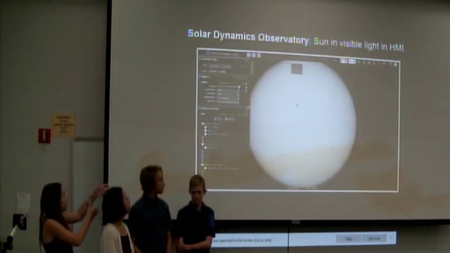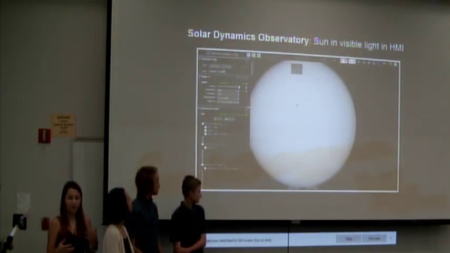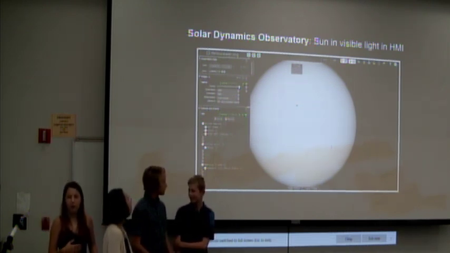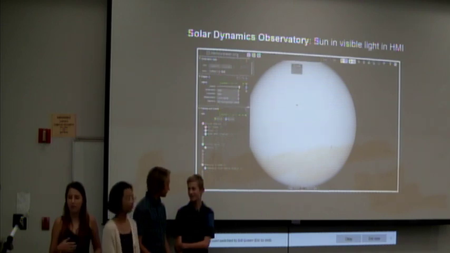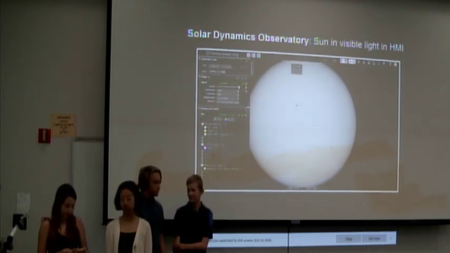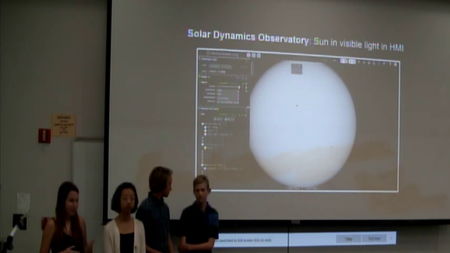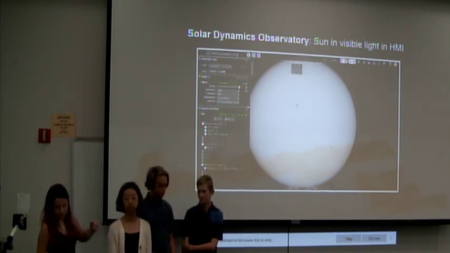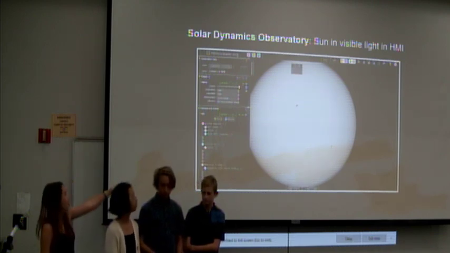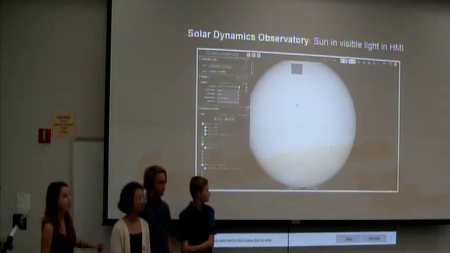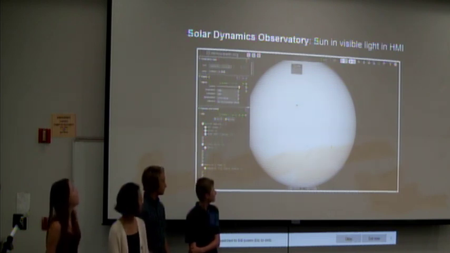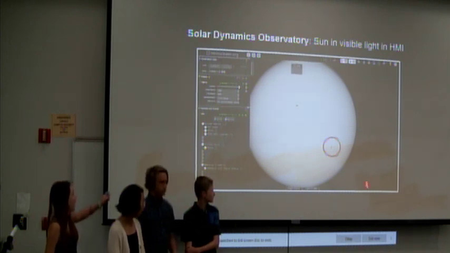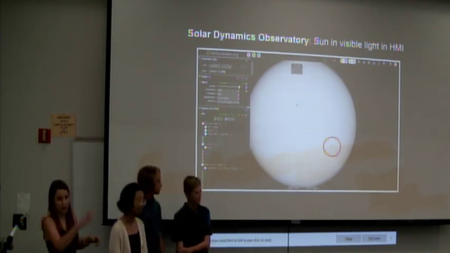This is the first step to finding Mercury and Venus transits. We use helioviewer.org, which shows the sun in visible light in HMI, the Helioseismic and Magnetic Imager. As you see right there, can anybody tell me where Mercury is on this picture? Yes. Is it right there, kind of at the bottom right? You are correct. That is Mercury. As it goes across, it gives us our nice transit.